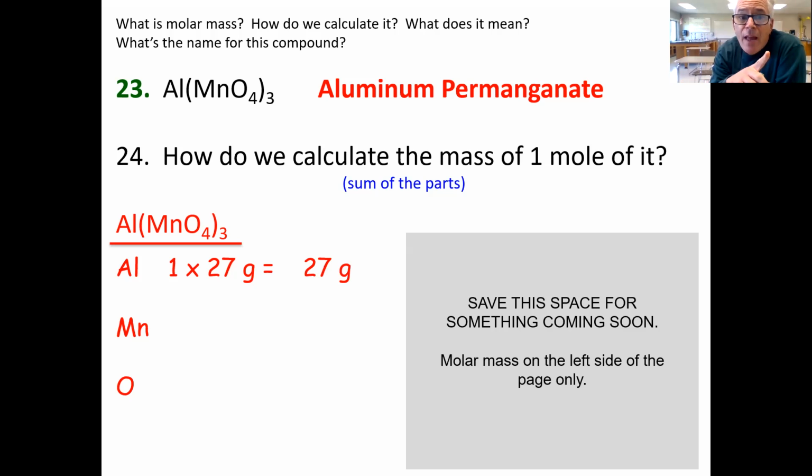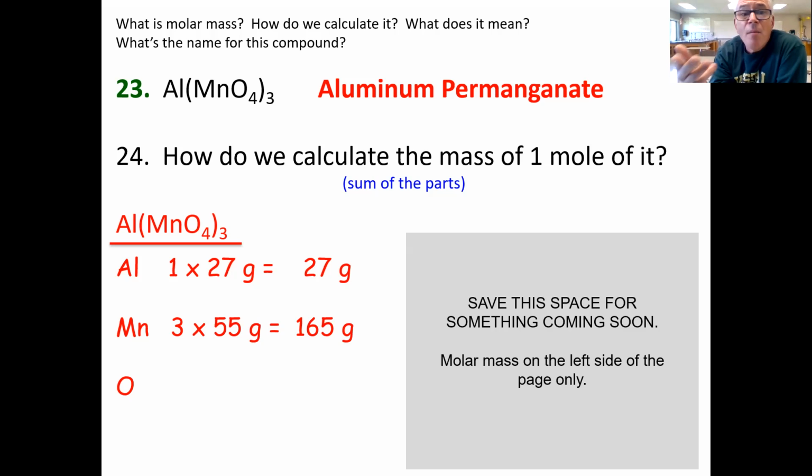Now, MnO4 is in parentheses and it's tripled. So you got to be careful because how many manganese do we have in this compound? And of course, it's 3. Manganese is element 25. So if you put your finger in box 25, the mass of manganese rounds to 55 grams per mole. So it's going to be 3 of them times 55. And then you multiply that across and look what you get, 165 grams.